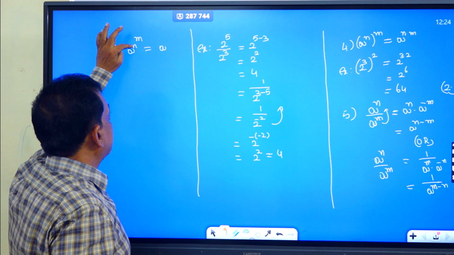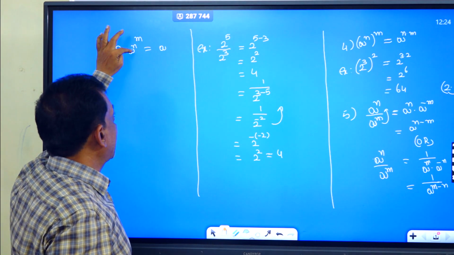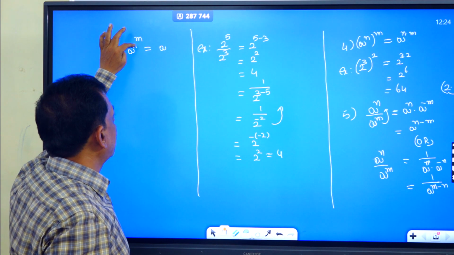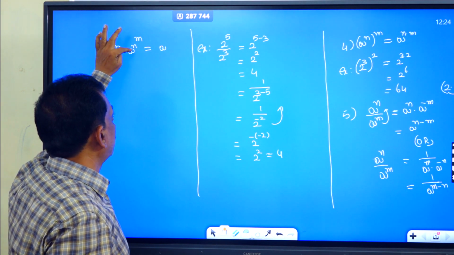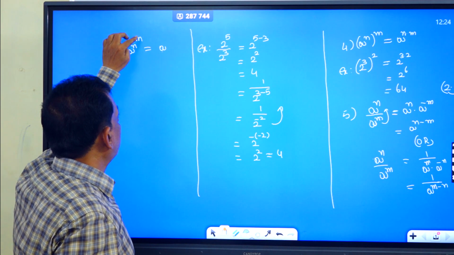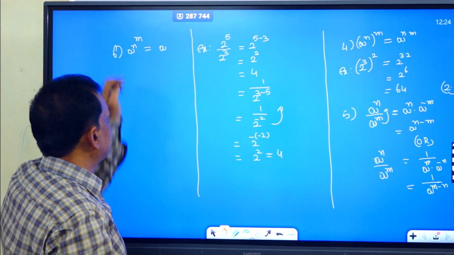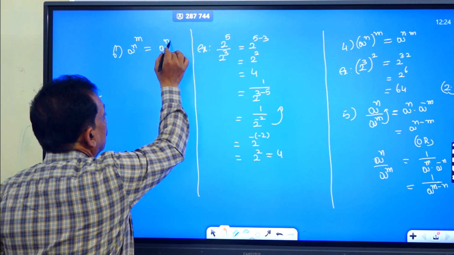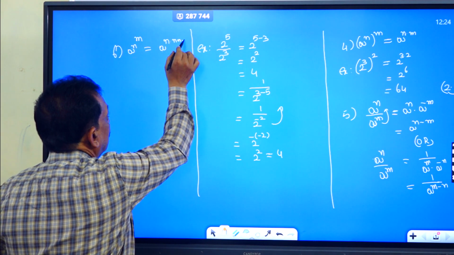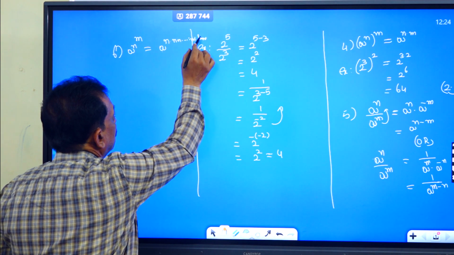So for m, n is the base. For the power m, n is the base. For a, n is the exponentiation. Otherwise for n, a is the base. So now a I am keeping as it is. For n, the m to the power, n to the power of m. So this is the base now. So n to the power of m means n into n, like this, m times you have to write.